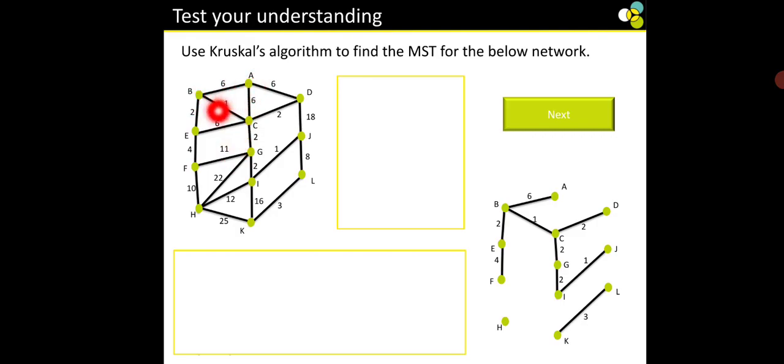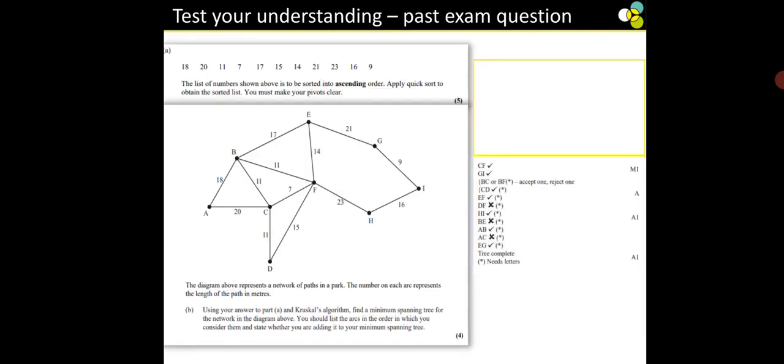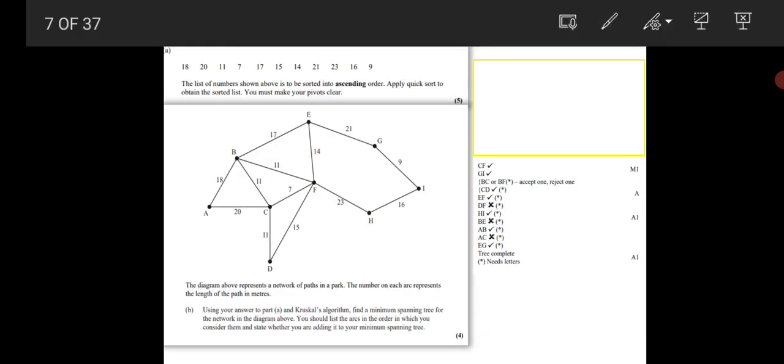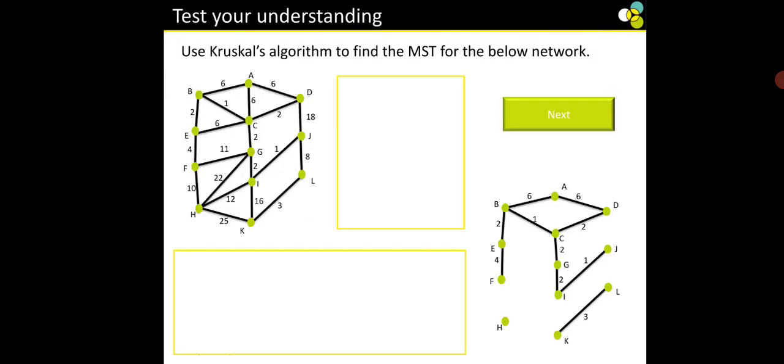Next least edge is 6 here. So we just consider here B to A. B to A is a least edge. Then next least edge is 6. Next least edge is 6, that is our A to D. A to D we just created the least edge.